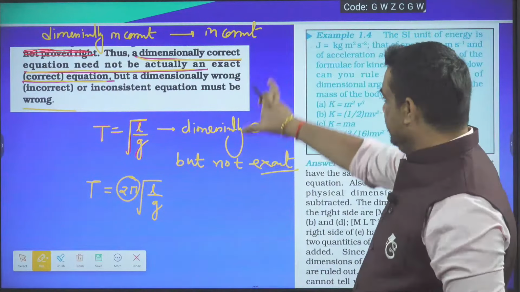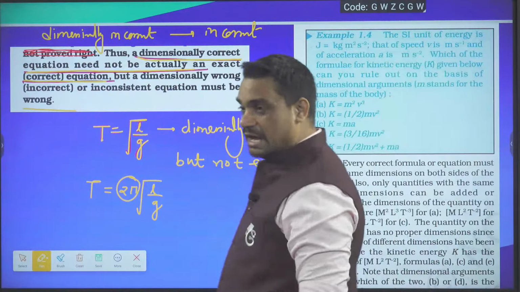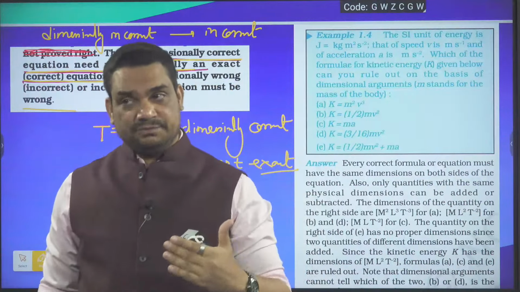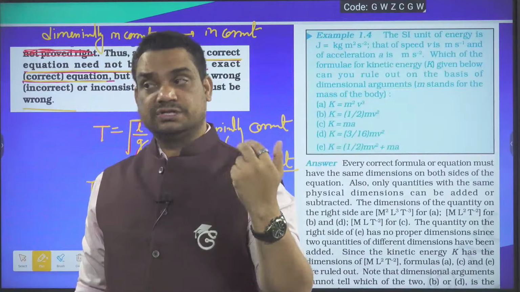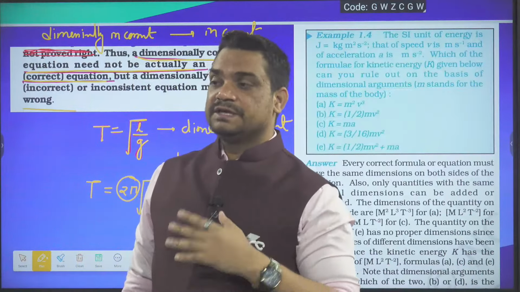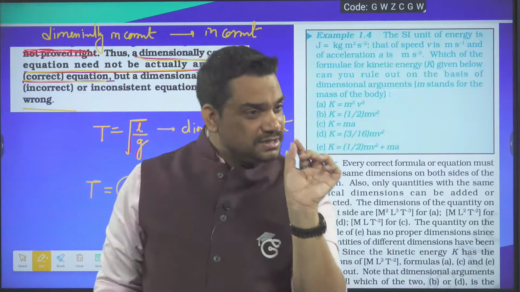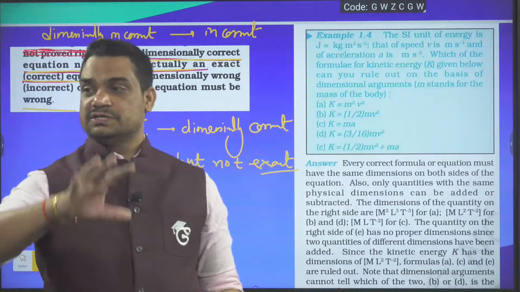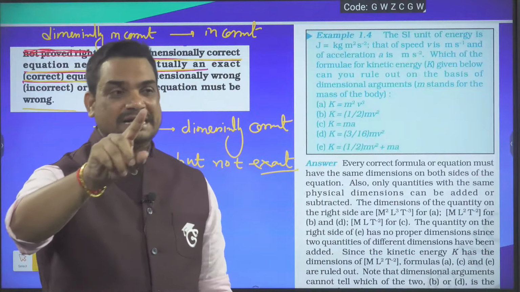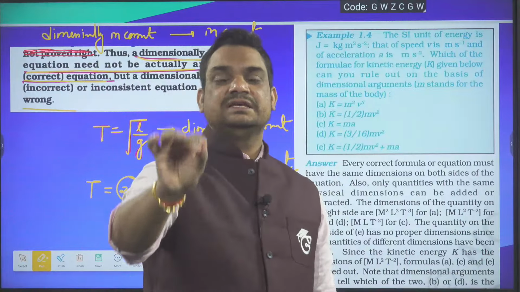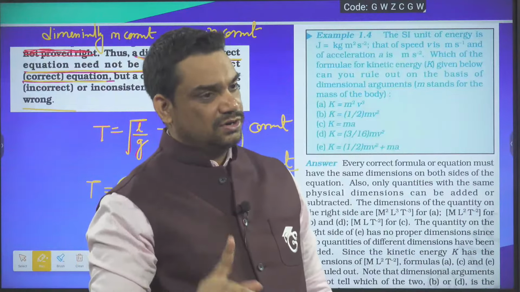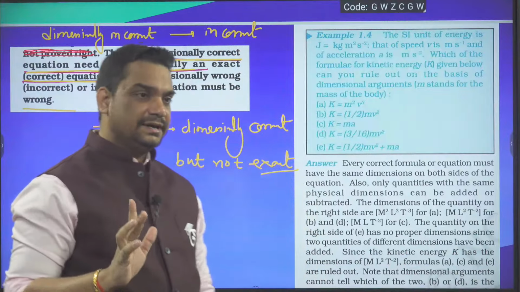Is this statement clear? I hope all got it. A dimensionally correct formula may or may not be correct. Sometimes it can be correct if no constant is involved. If some constant is involved, using the dimensional method we cannot find that constant. So sometimes correct, sometimes not correct. But if anything is dimensionally wrong, then that formula is 100% wrong. Okay, clear?